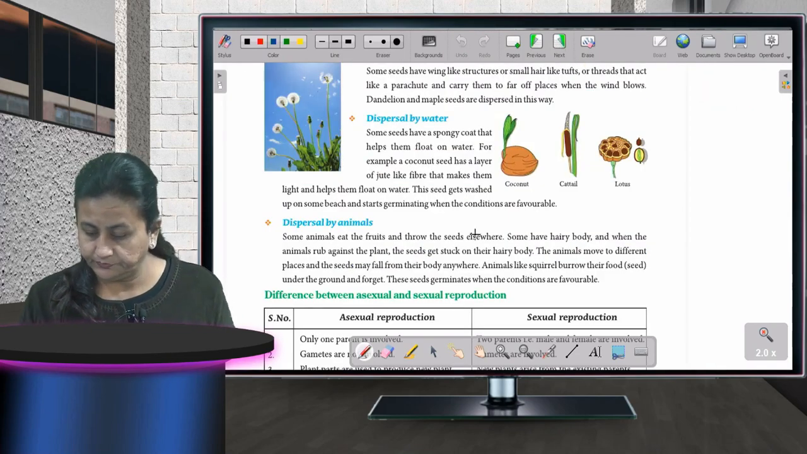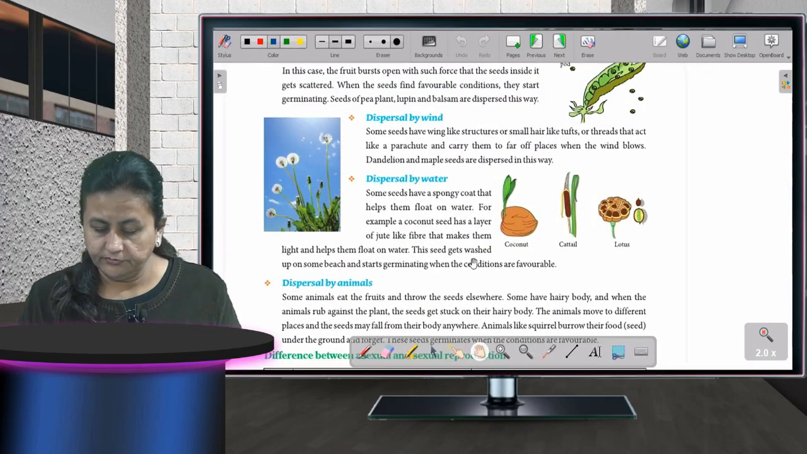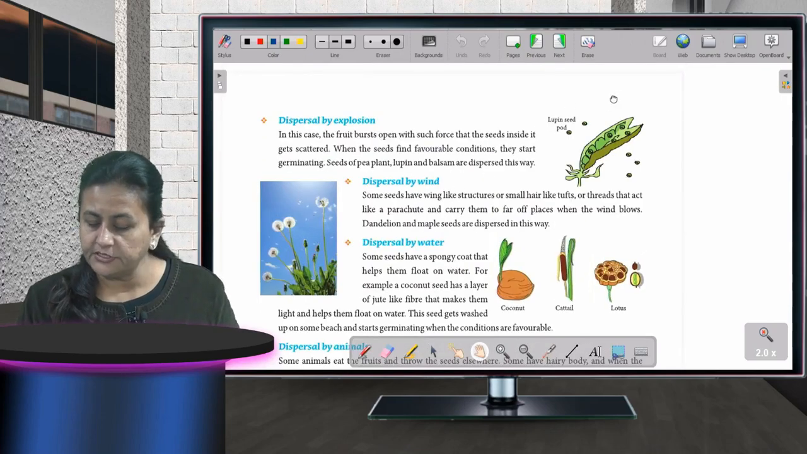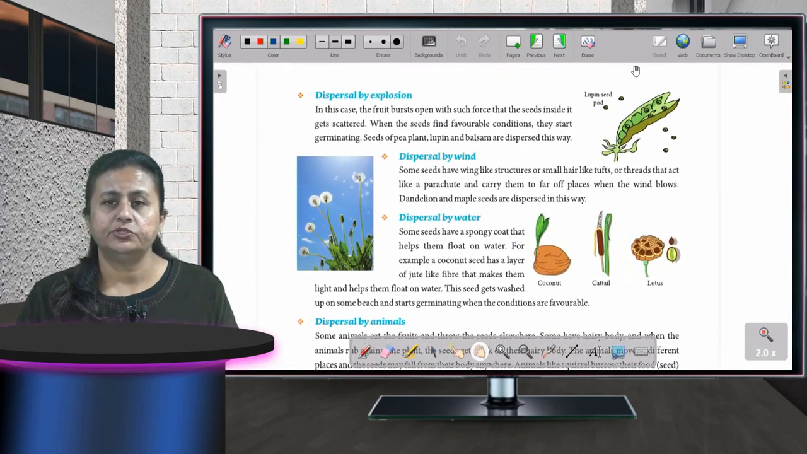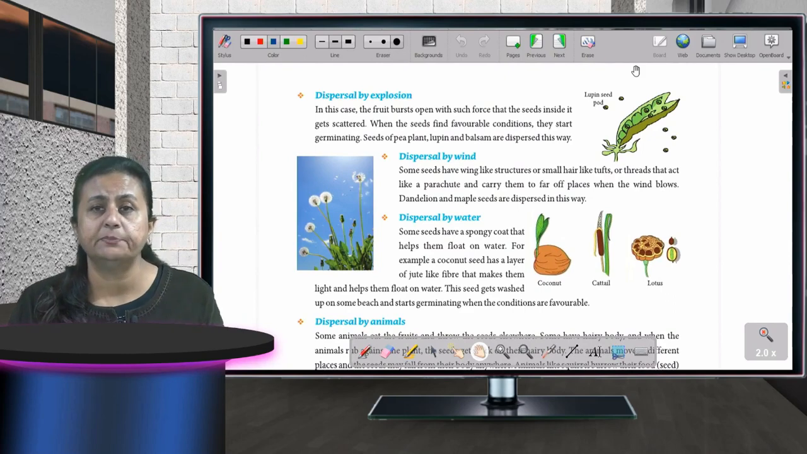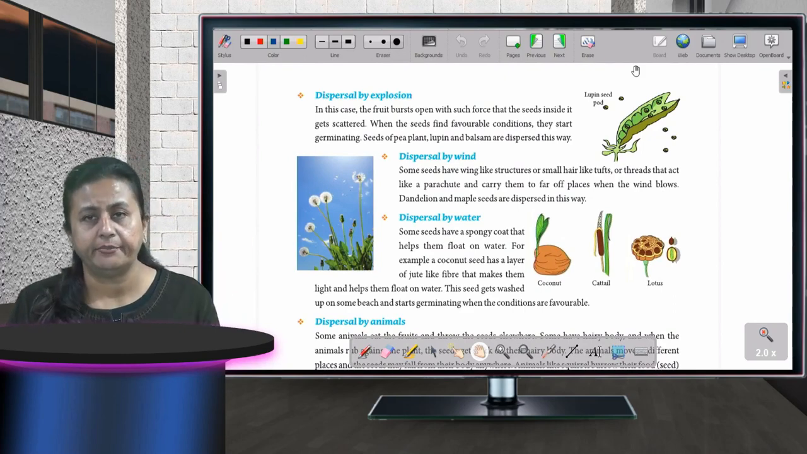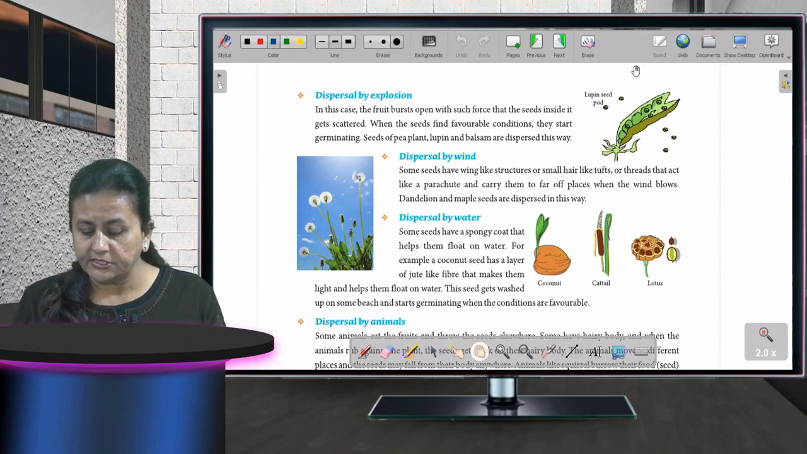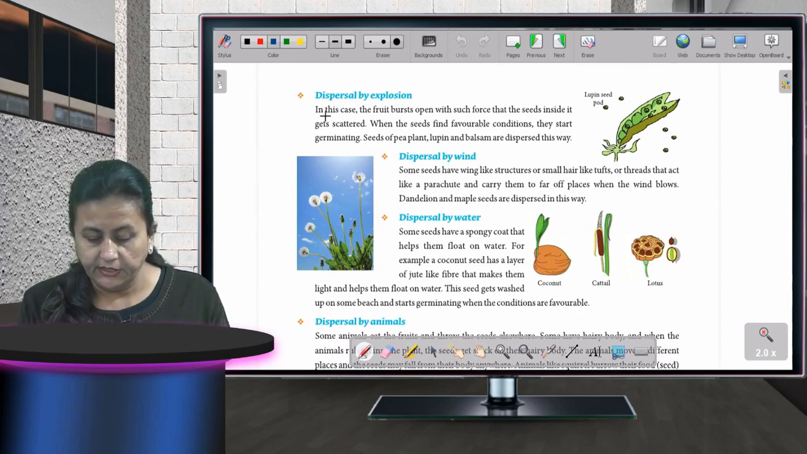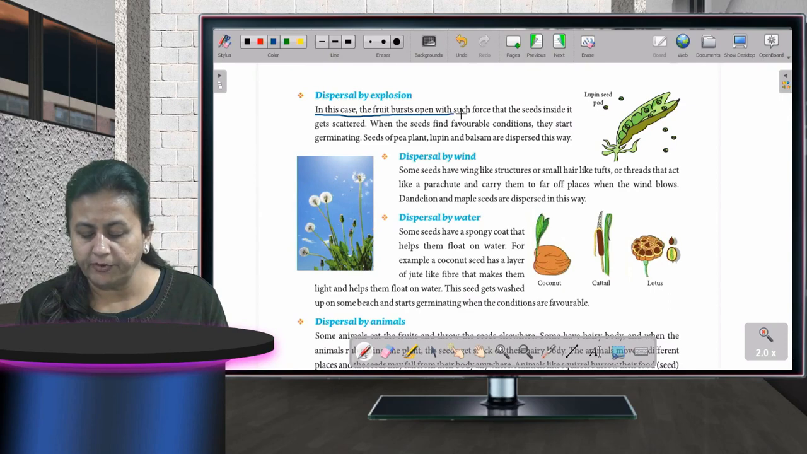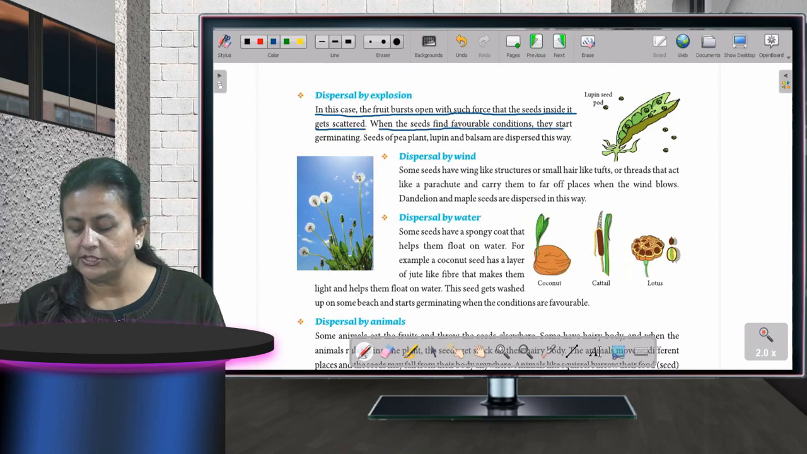Now next page. First is dispersal by explosion. How are the seeds dispersed? In what way will they be dispersed? It means they will be carried away. In this case the fruits burst open with such force that seeds inside them get scattered. When the seeds find favorable conditions, they start germinating. Seeds of pea plant, lupin and balsam are dispersed this way.